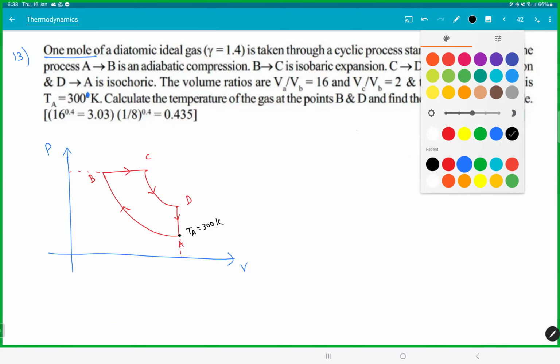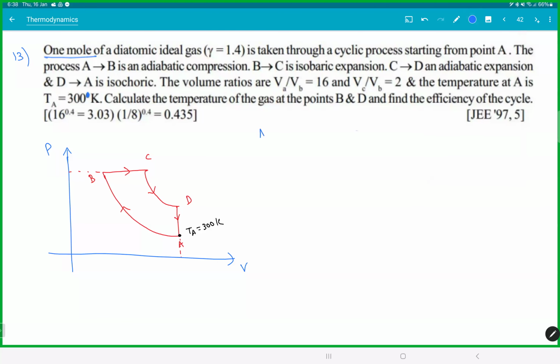Now, if you see, A to B is an adiabatic process. You can clearly see volumes are given, temperature you're asking. So the equation is TA VA to the power gamma minus 1 is TB VB to the power gamma minus 1. So TA is 300, VA by VB will be 16 to the power of gamma minus 1, that is 0.4, is TB. So that is 3.303 into 300, 909 Kelvin.